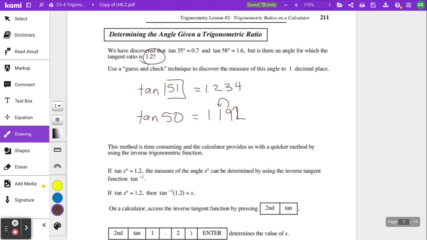Okay. You're like, do I always have to guess and check? Shouldn't there be a way to figure out what the angle is? And the answer is, of course, there is. Okay. So I'm going to take you on a little journey right now. Go back with me for a second. Remember when we did this?